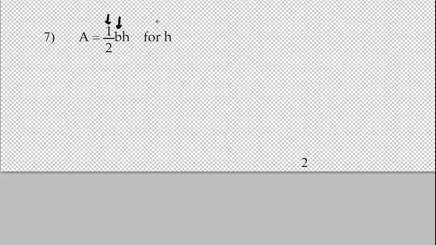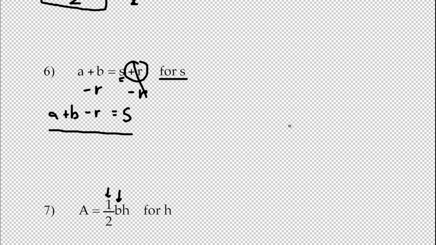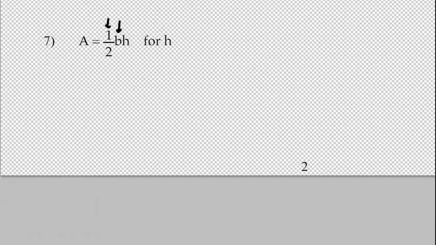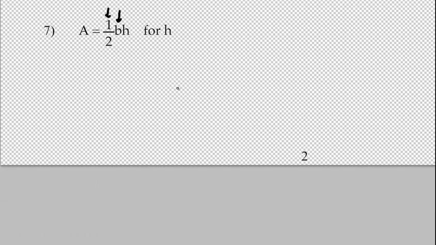Now look at this, both of these are like the number next to the letter. If you look at this previous one that we did, remember, this was a plus r, so I minused an r. If it was a minus r, I would add an r to get rid of it. So these both have no pluses and minuses next to them. These are just the numbers next to the letter. So I'm going to get rid of a half, get rid of a b, and that will leave me with the h.